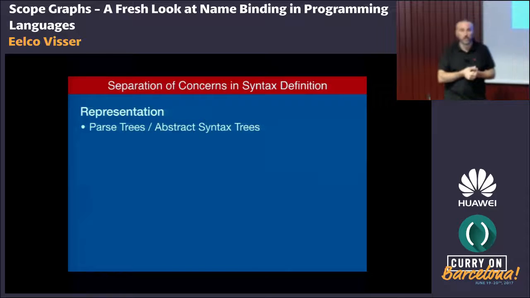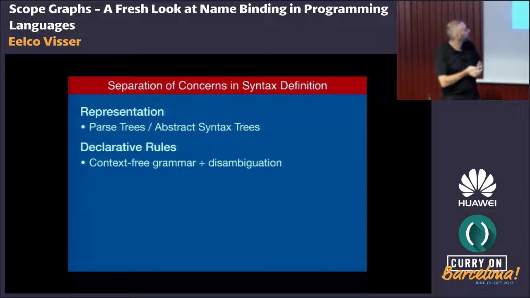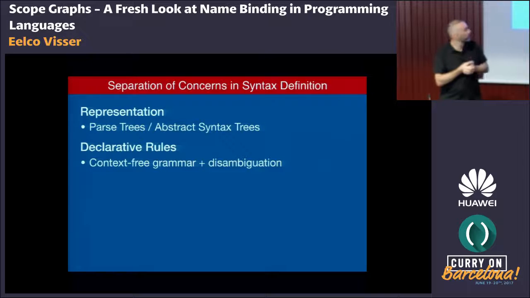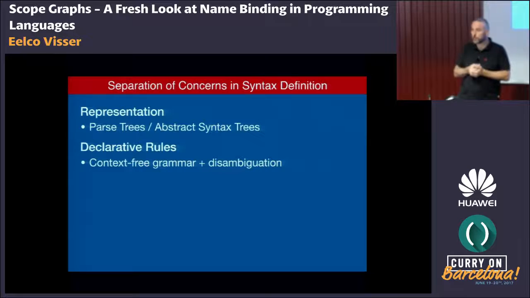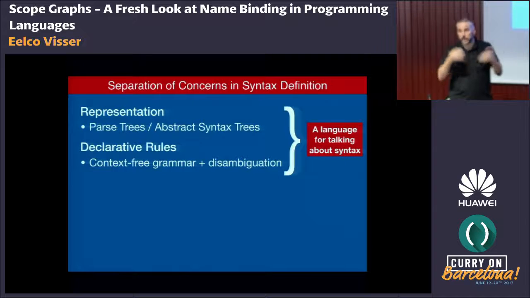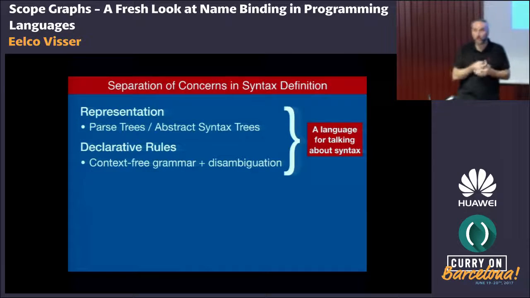Of particular languages. And then we have a formal notation for achieving these things. So we write down context-free grammars and maybe disambiguation rules, and that gives us all we need to define the syntax of our language. So these notions give us a language for talking about syntax. It's the concept that we can use to exchange information about the syntax of a programming language.